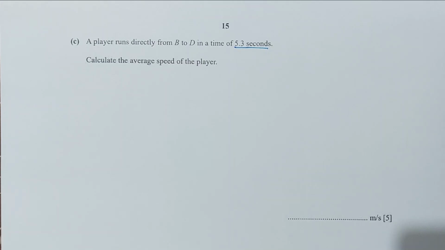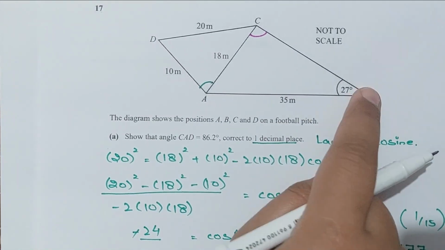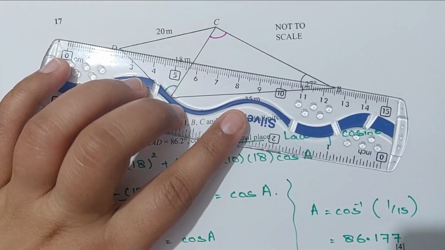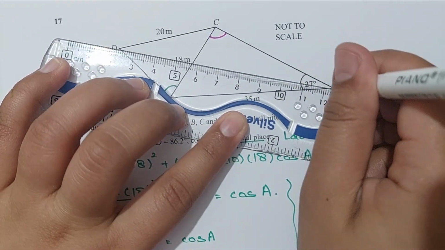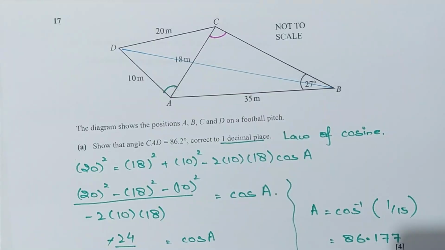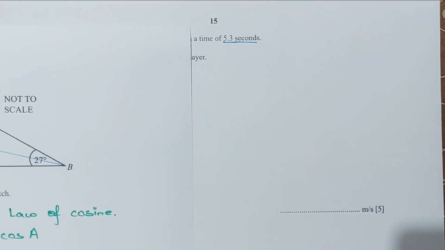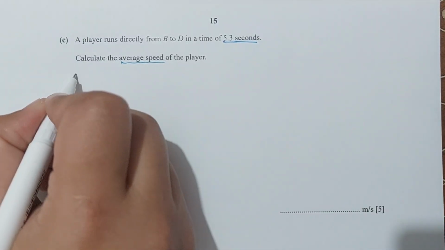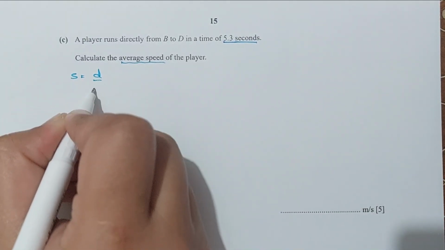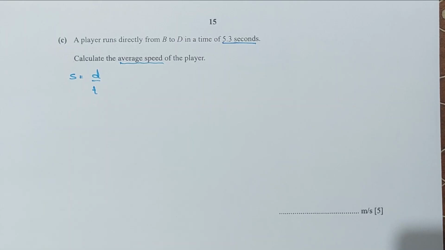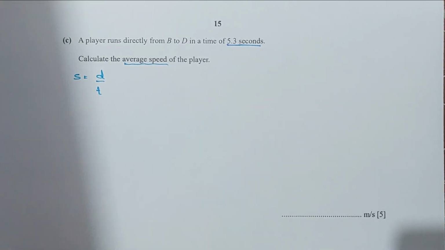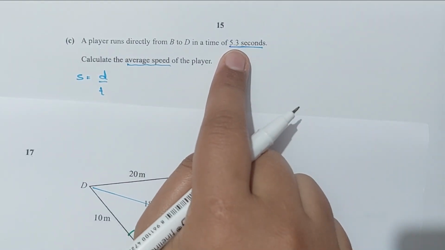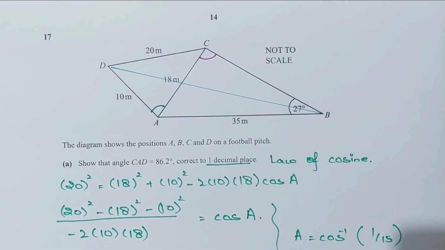Now for part C, a player runs directly from B to D in the time 5.3 seconds. Okay, B to D directly. Let's draw the direct line. From B to D the player runs, and the time is 5.3 seconds. Calculate the average speed of the player. So the speed equals distance over time. Average speed is the total distance traveled from B to D, which we have to solve for as BD, over the total time taken, 5.3 seconds. So basically just work for the total distance traveled.